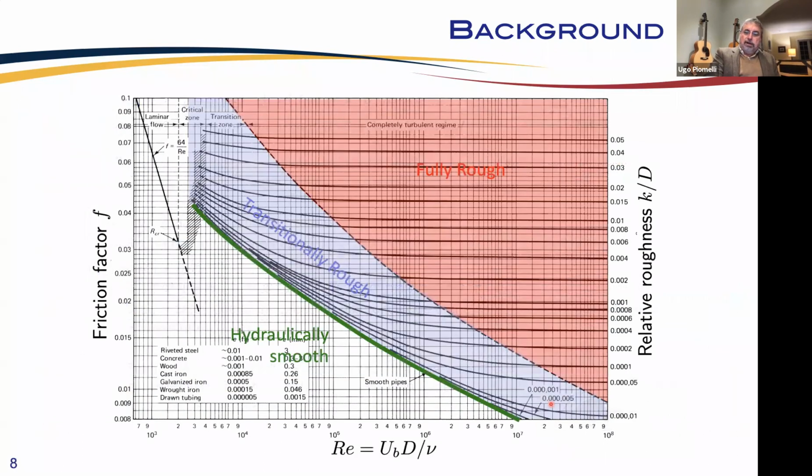For those who have taught undergraduate fluids for mechanical engineers, that's what the Moody diagram shows. The hydraulically smooth regime is dependent on the Reynolds number. The fully rough regime, in which the friction factor, the drag, the pressure drop depends on the form drag, which is not affected by the Reynolds number, has the constant friction factor, and the transitionally rough regime is kind of intermediate, has some dependence on Reynolds number, but less dramatic than the hydraulically smooth case.